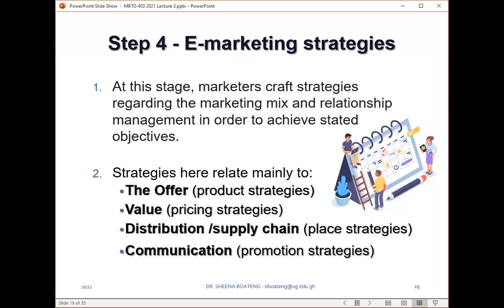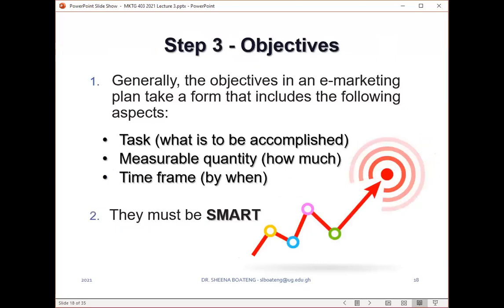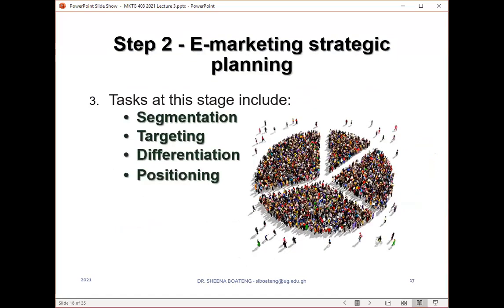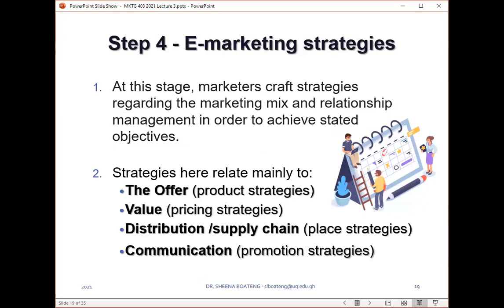And these two are put together in order to be able to achieve the objectives that were stated in the previous stage, when we talked about developing SMART objectives to take advantage of the opportunities that we have identified in our e-marketing strategic planning stage. So with regard to formulating strategy, the marketer usually starts with the most basic tools that are available to them, which is the 4 Ps.